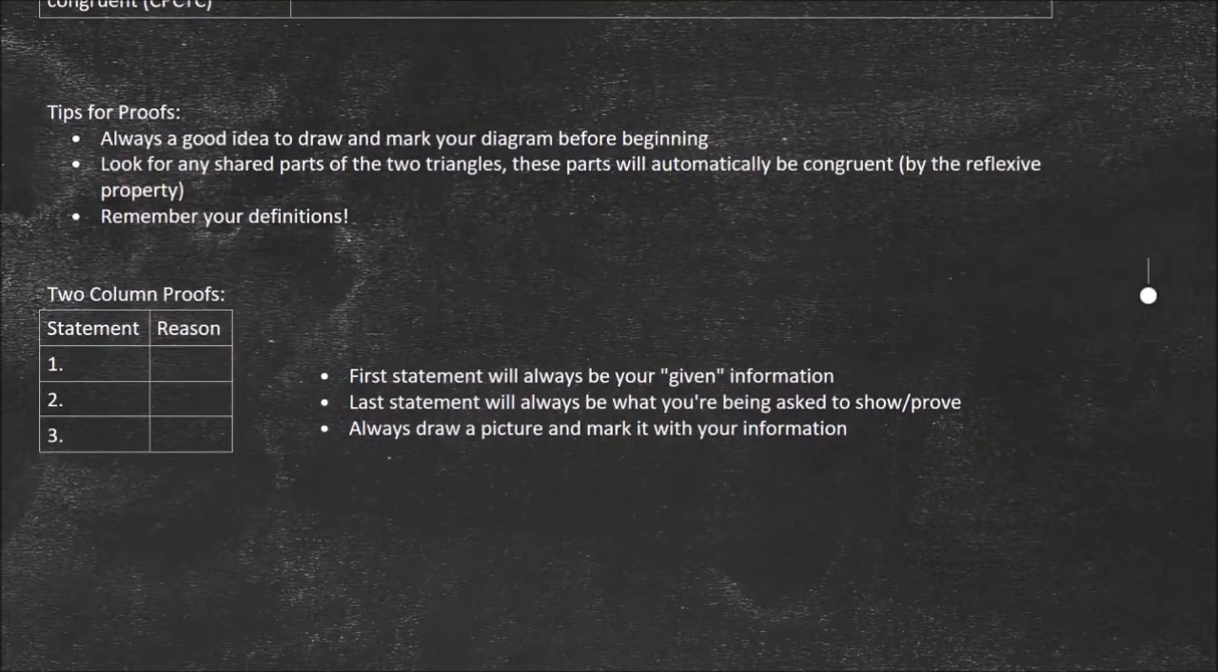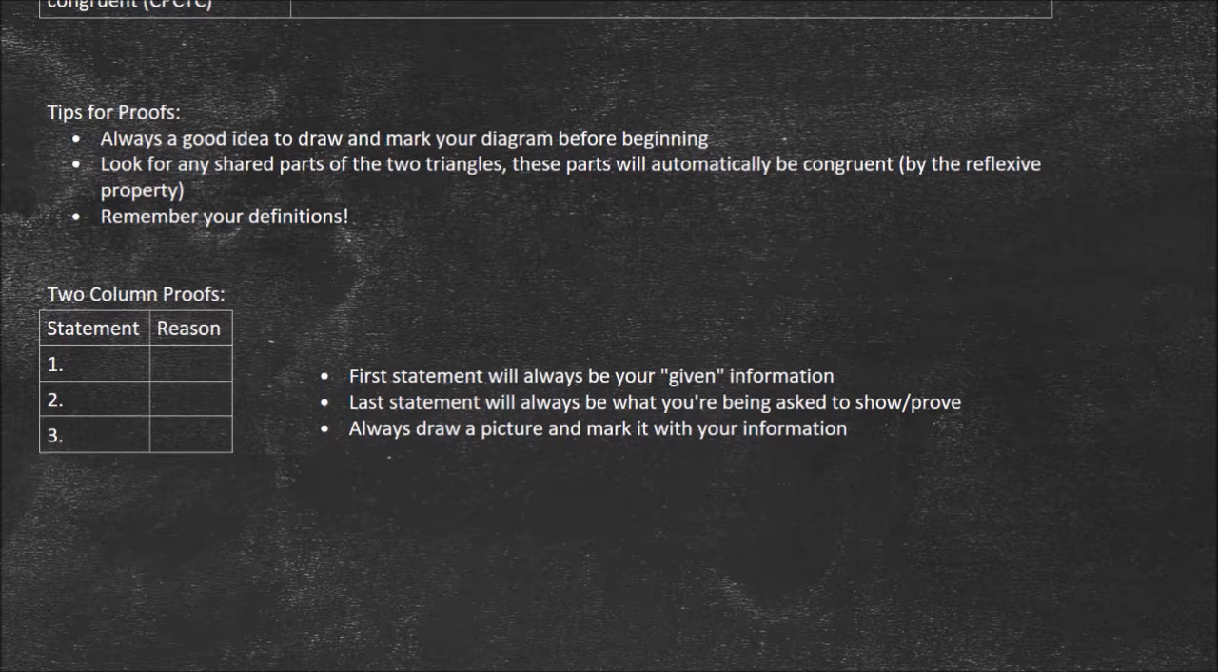And then the first statement's always going to be your given. So before you can start a proof, you have to be given some information about the triangles, or else it would be impossible. So you're going to be given a lot of information, and you're going to write all of those as your first statement, and the reason will be given. And then you work through it, and the last statement will always be what you're asked to show and prove. So if your goal is to prove triangle ABC is congruent to triangle BDC, or whatever it is, your last statement has to be triangle ABC is congruent to the other triangle, or else you did the proof wrong, because that's what you're trying to get to.